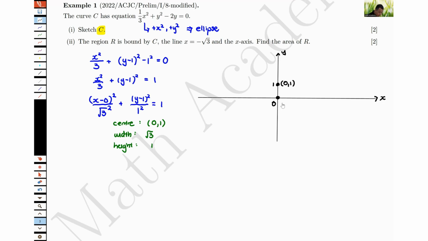So you'll get the lowest point to be your origin, and the highest point to be at 0, 2. The height is 1 unit. Okay, I mark out the vertex first. The width is root 3 units. So from the center, I extend to the right such that we get this coordinate to be root 3, 1. I want the width to be root 3 units. And I do the same on the left so that we get minus root 3, 1. I'm marking out the 4 endpoints of the ellipse so that we can draw in the shape nicely.